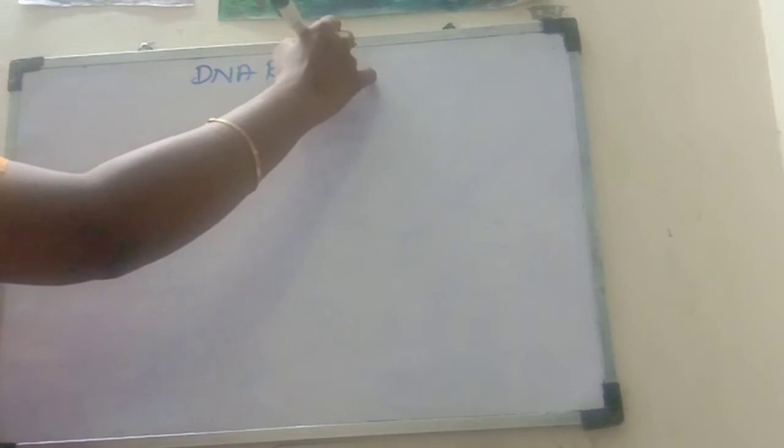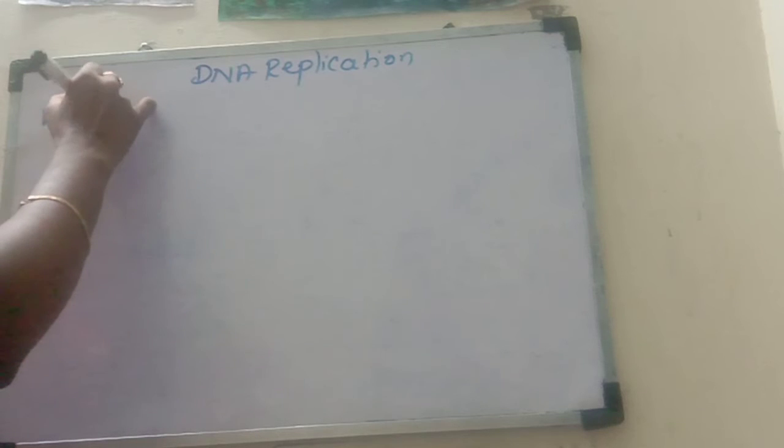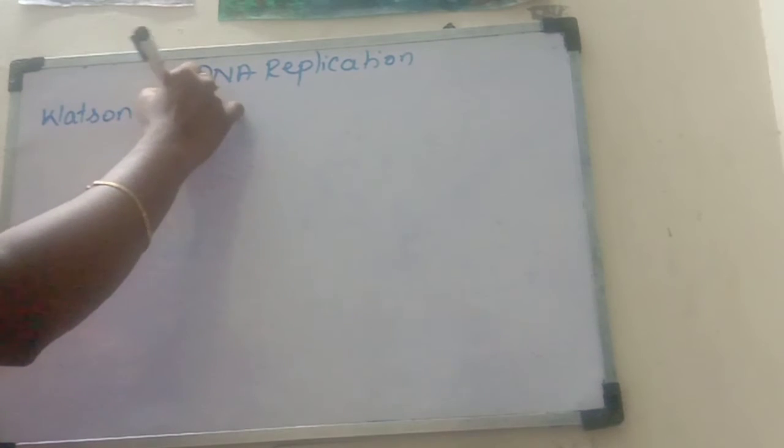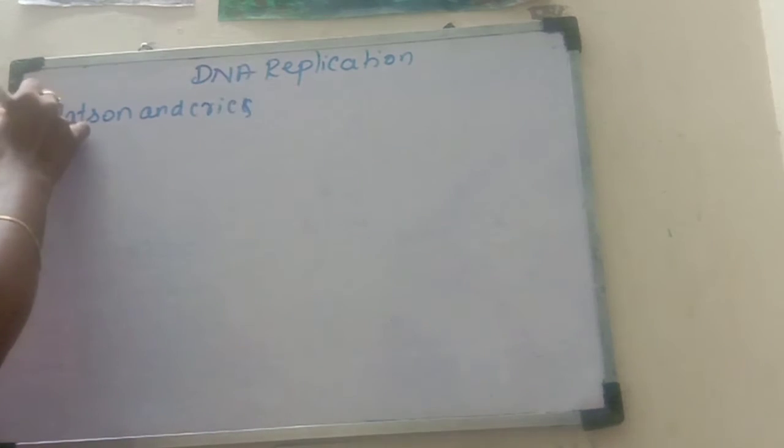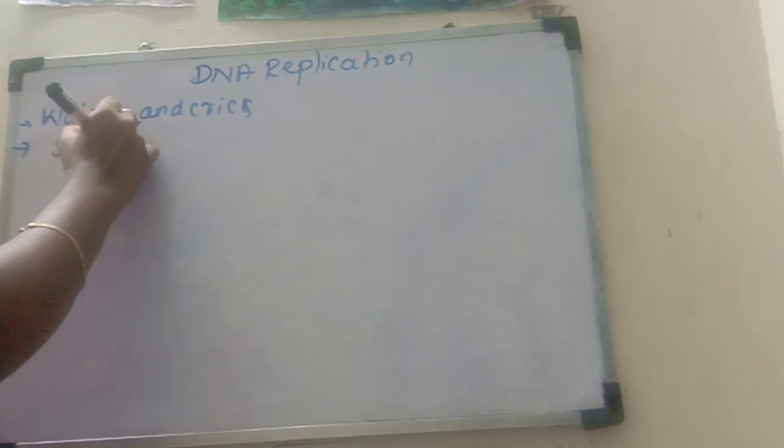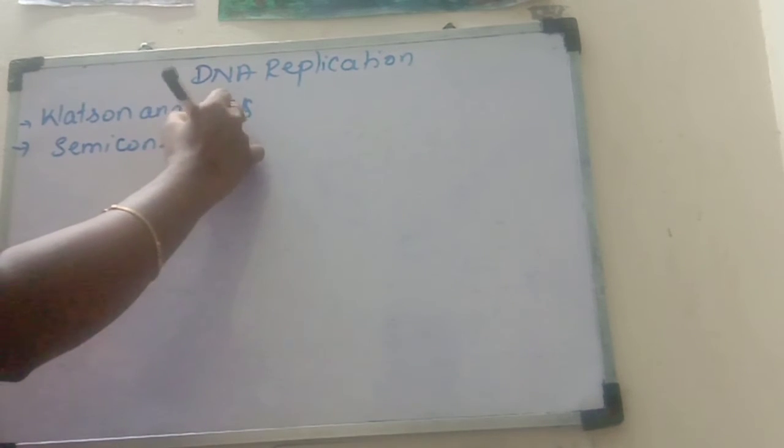Good evening students. Today we are going to discuss DNA replication. In the previous video we completed the basic structure of DNA, so now we are going to start with DNA replication. The DNA replication scheme was studied by Watson and Crick. They gave the scheme for DNA replication and told that it is a semi-conservative mode of replication.